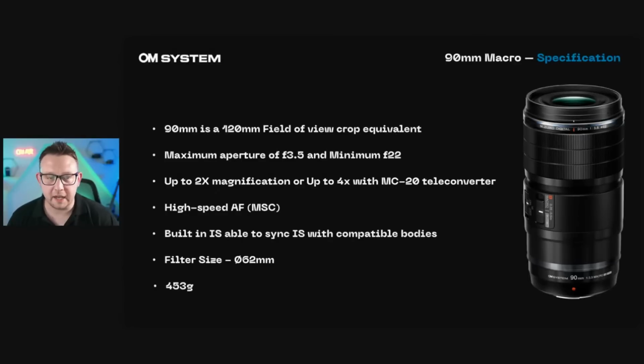Up to 2 times magnification in lens, or up to 4 times by adding the MC20 teleconverter. You can add the 1.4, the MC14, but obviously I always talk about the maximum extreme ends, which is going to be the MC20. You've got your high-speed focusing system, which is MSC, and built-in IS on this lens. So it's the only macro lens that has the built-in IS, and that will synchronize IS with compatible bodies. So the later 5 series, OM5, the 1 series of cameras, EM1 and OM1. So they're all compatible. The filter size on this one is a 62mm filter, which is the same as the 12-40 Pro lens, actually, interestingly.